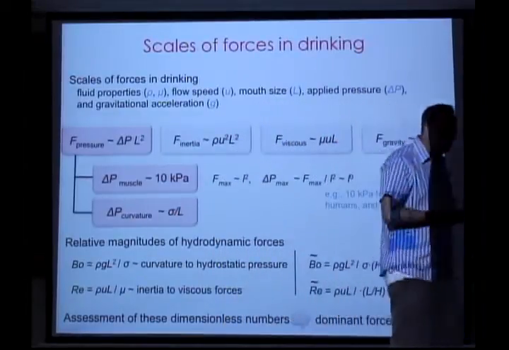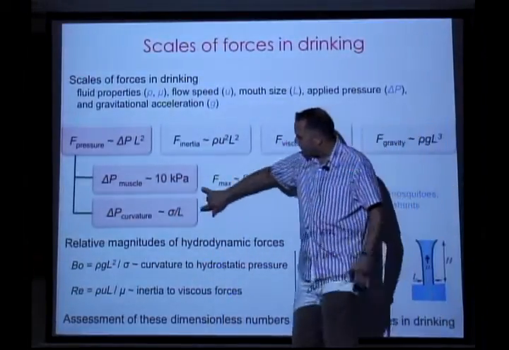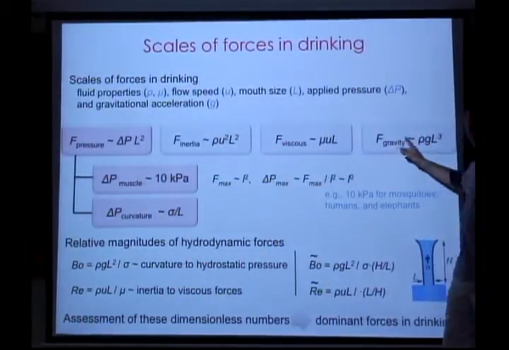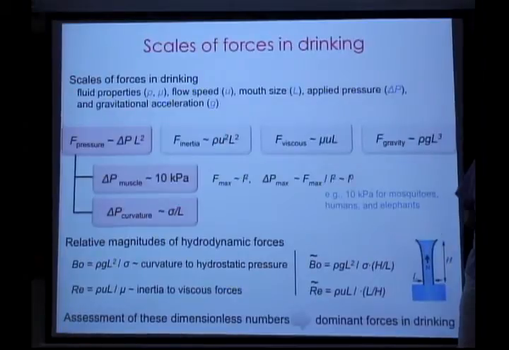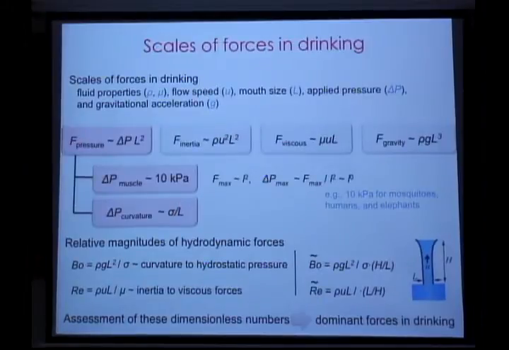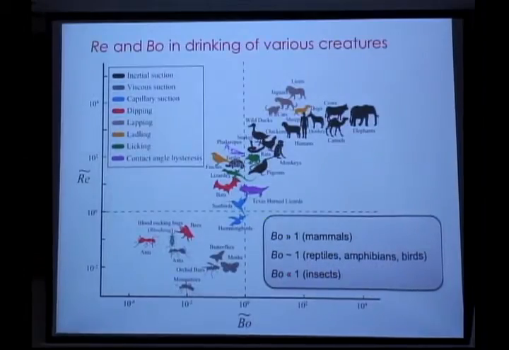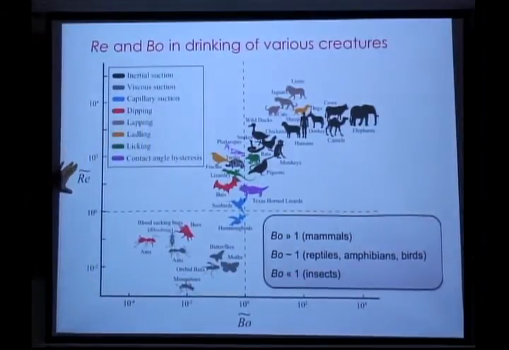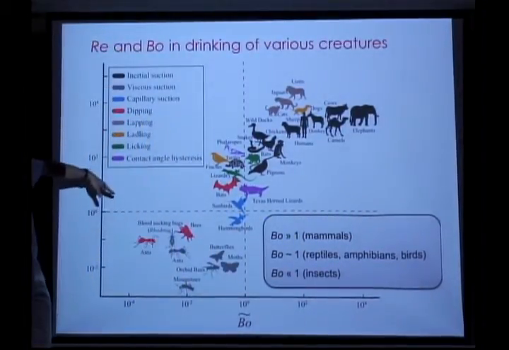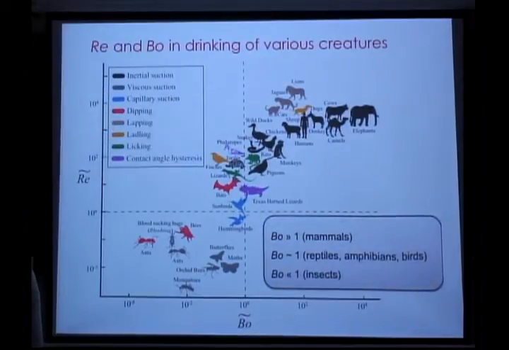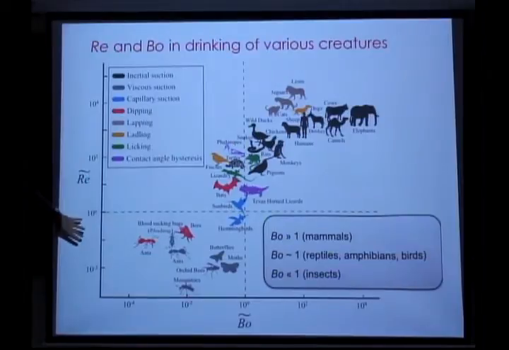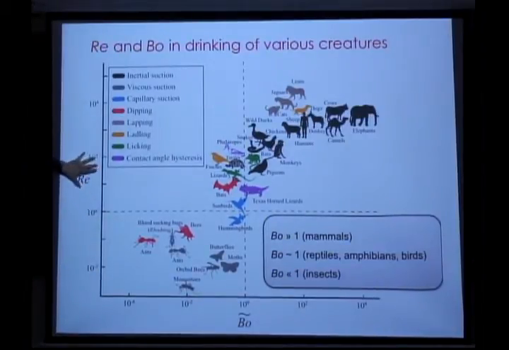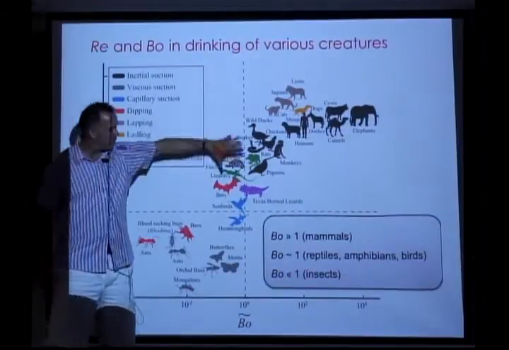Okay, so again, the relative importance of the two driving forces and the three resisting forces is going to depend on the scale of the creature, right? So we know very small things rely on surface tension, very large things don't care about surface tension. Okay, so here we can plot all of the different creatures for which there is data, as a function of Reynolds number and Bond number, and we can color code according to their drinking style, right? So basically where Reynolds number is low, viscosity is going to be important. Where Reynolds number is high, inertia is important, so such is true for big creatures.